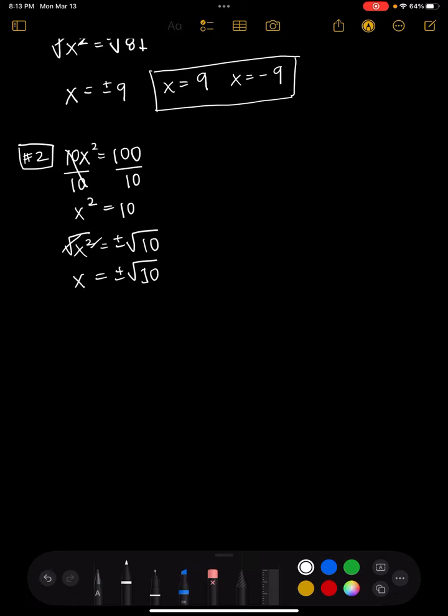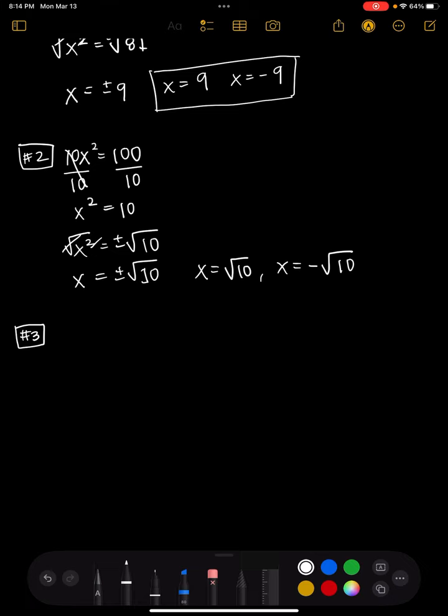Okay, but remember, this would be x is equal to the positive square root of 10 and x is equal to the negative square root of 10. It's really important. We've talked about this in the last lesson on imaginary numbers. Make sure that the negative stays on the outside of the square root. You don't put it on the inside because that would make it an imaginary number, which in this case it's not. Okay. Let's look at the third example.